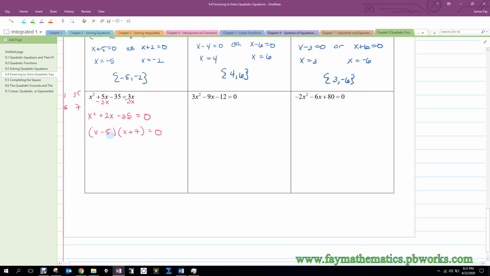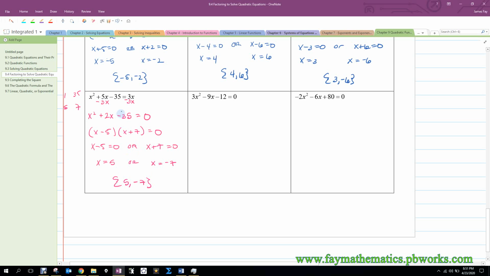Okay, so now we got that product giving me 0, so that means x minus 5 equals 0, or x plus 7 equals 0. So I'll add 5 to both sides. Here I'll subtract 7 from both sides.